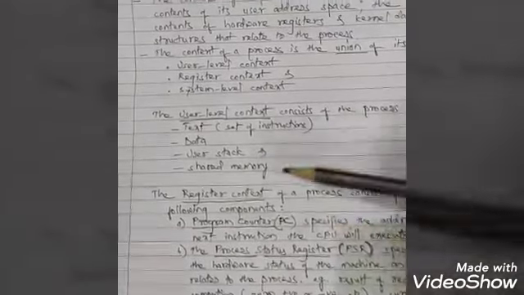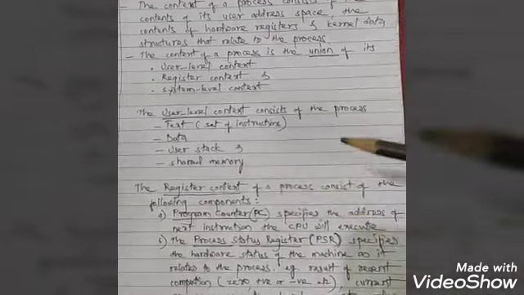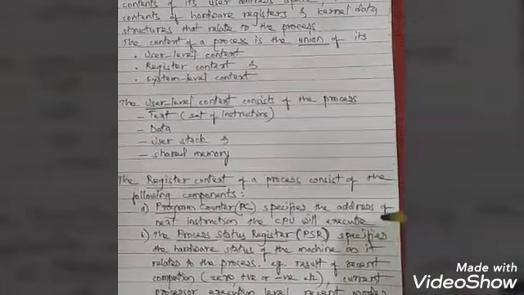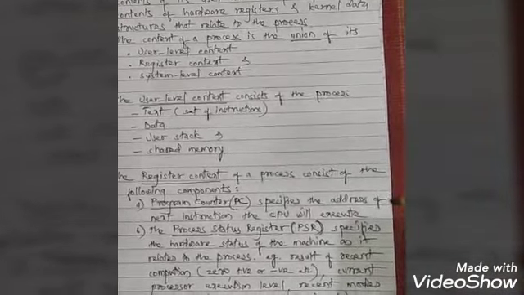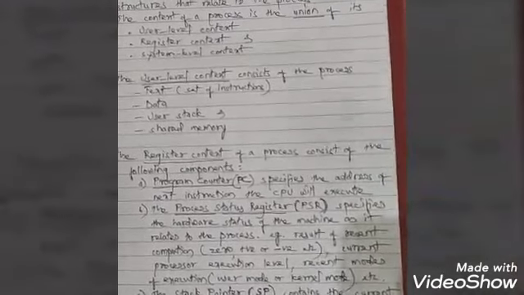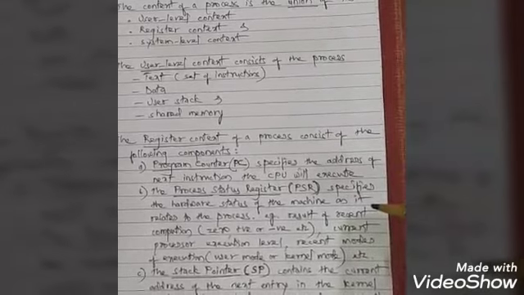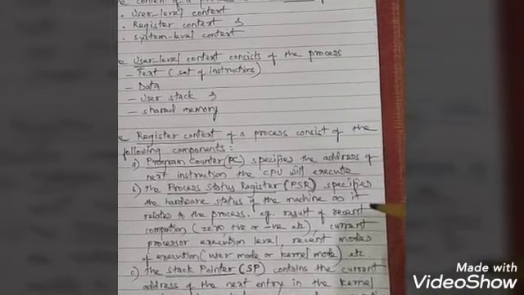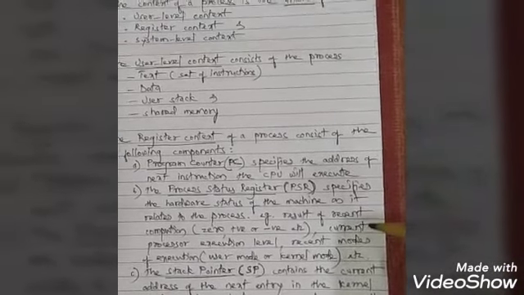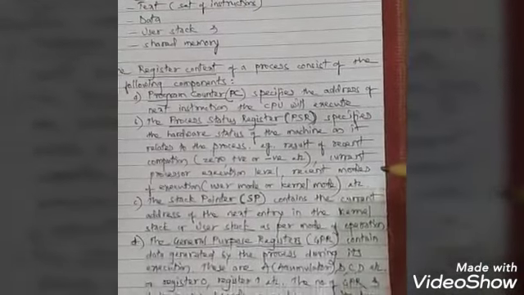The second part is the register context. The register context of the process consists of the following points. It has the program counter, generally we call it PC, which specifies the address of the next instruction the CPU will execute. Then the process status register, PSR, which specifies the hardware status of the machine as the result of the process. For example, maybe the result of the last computation, whether the result is 0, positive, or negative, and the current process execution level. It also maintains the mode of operation it is executing, user mode, kernel mode, etc.